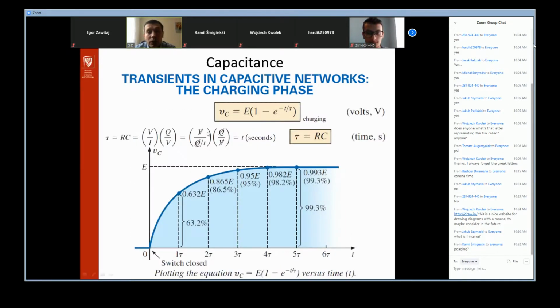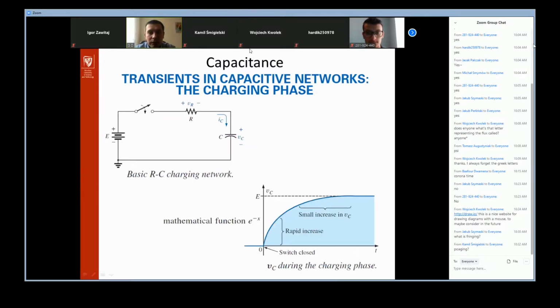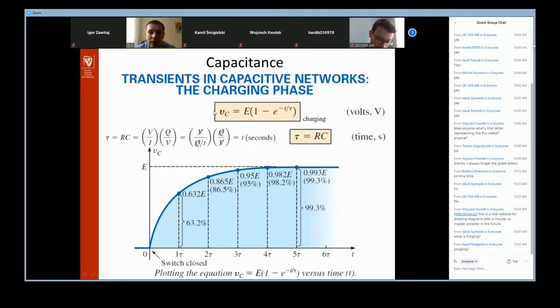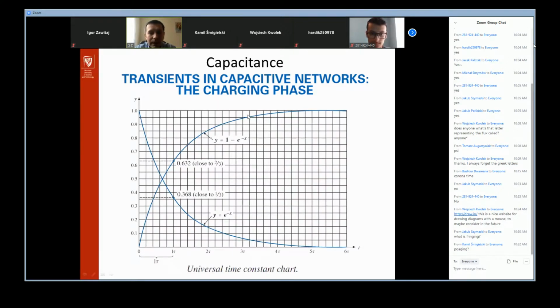Okay, so if we come back to the charging phase, the capacitor voltage is given by this formula, E times 1 minus e to the minus x. In our case, x is t over tau. T is the time, and tau is the time constant. Everything we have to multiply by E. Why? Because this is the maximum value that is possible to get.